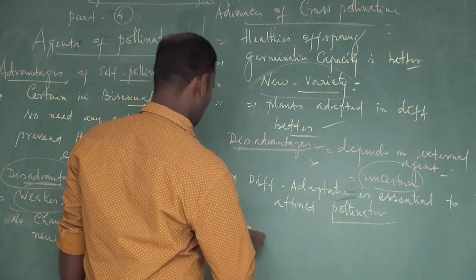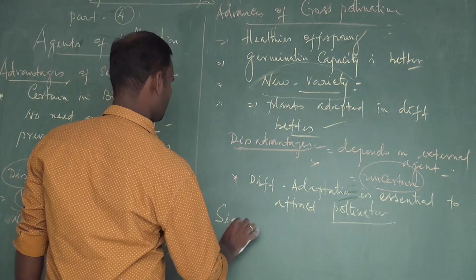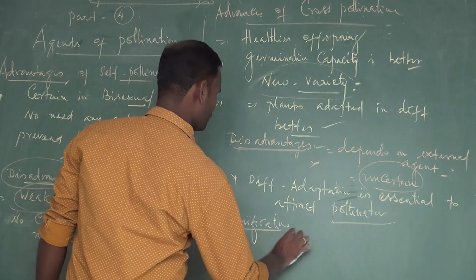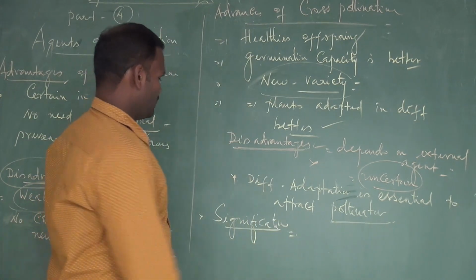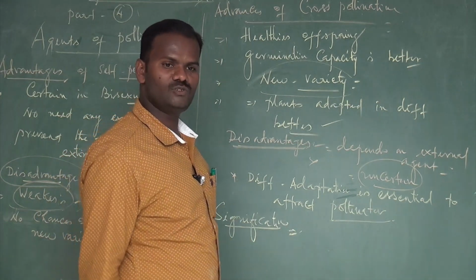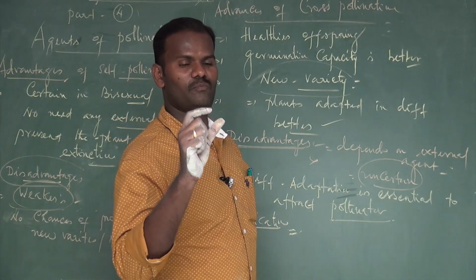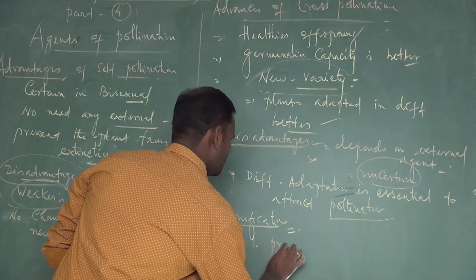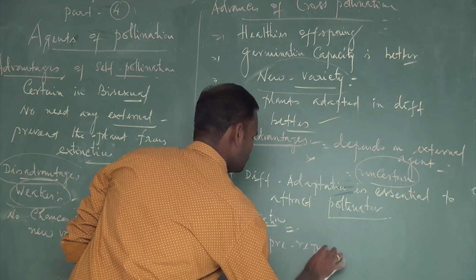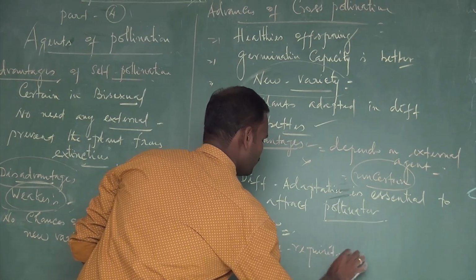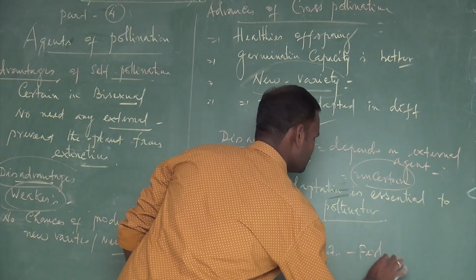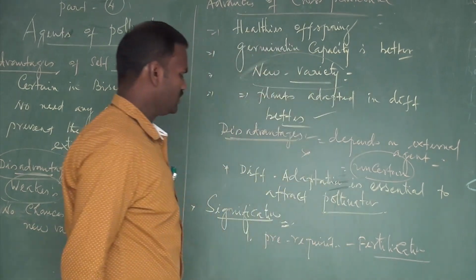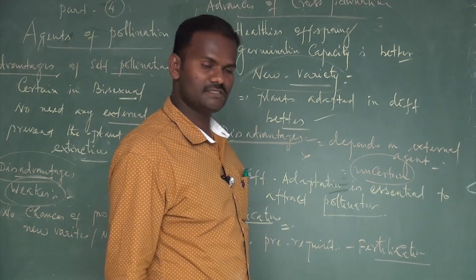Then what is the significance of pollination? Significance. Pollination is a prerequisite for the process of fertilization. I mean without pollination there is no fertilization.